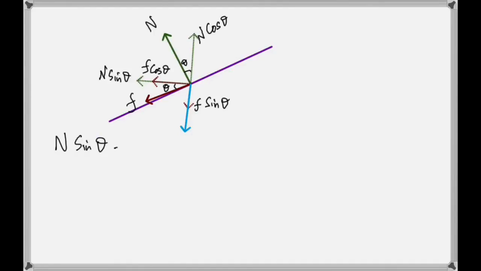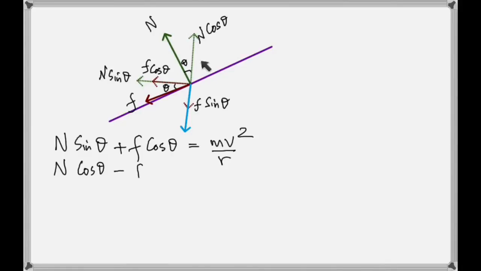And then take the X and the Y. The X components together provide the centripetal force, right? That's the centripetal force. And then you have the Y, which is N cosine theta minus F sine theta, which balances the weight.